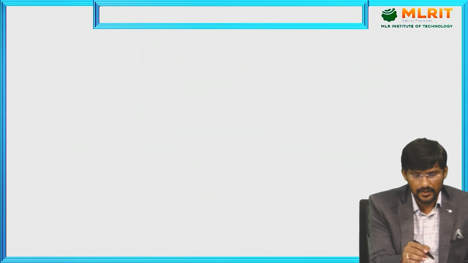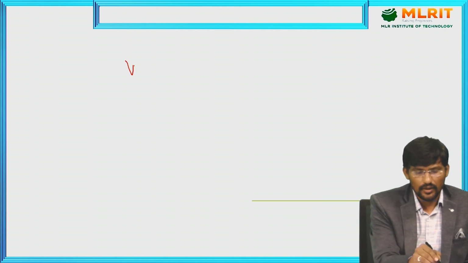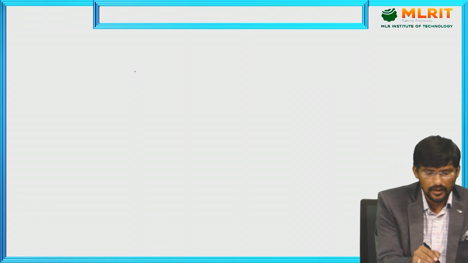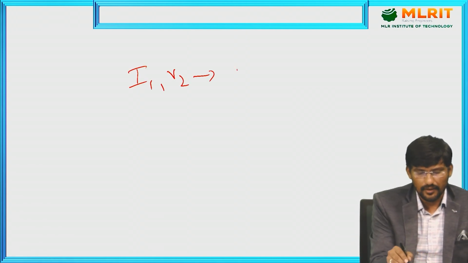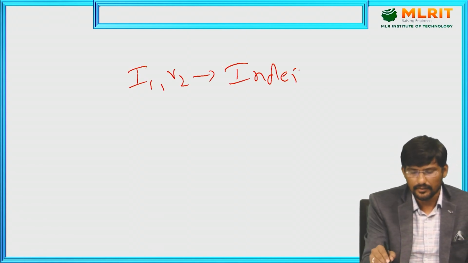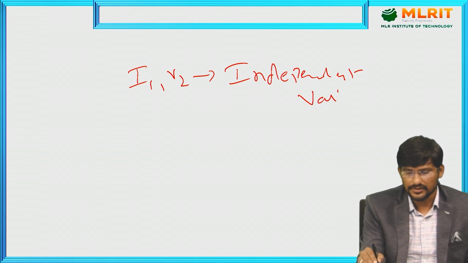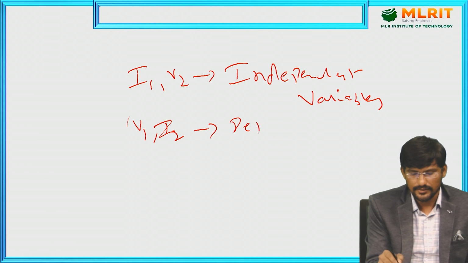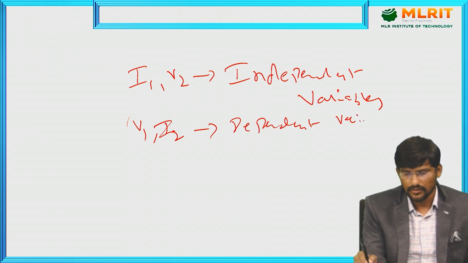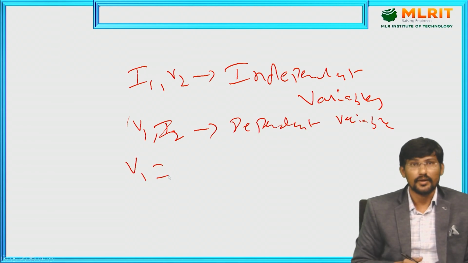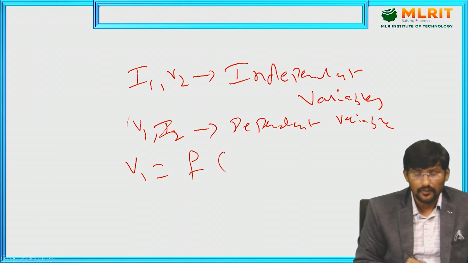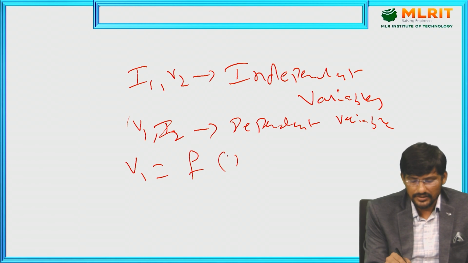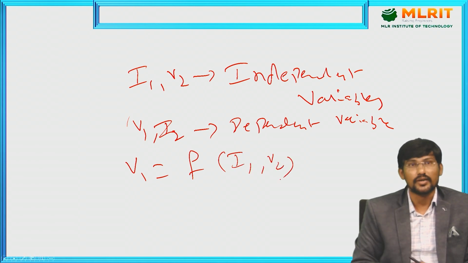How can we get an H parameter model for this one? In the H parameter model, what are the independent variables? Input current and output voltage are independent variables. V1, I2 are called dependent variables. Input voltage, a dependent variable, is a function of independent variables. What are the independent variables here? I1, input current, and V2, output voltage.